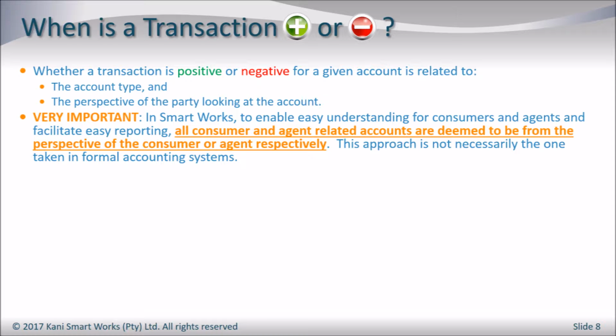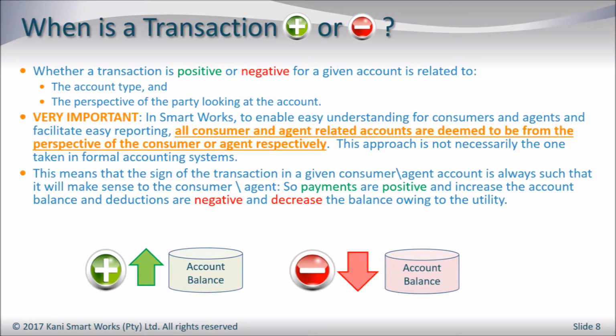So it's very important to realize that in SmartWorks, to enable easy understanding for consumers and agents, and facilitate easy reporting, all consumer and agent-related accounts are deemed to be from the perspective of the consumer or agent respectively. This approach is not necessarily the one that is taken in formal accounting systems, but it does mean that the sign of the transaction in a given consumer or agent account is always such that it will make sense to that consumer or agent. So payments are positive and increase the account balance, and deductions are negative and decrease the balance owing to the utility.